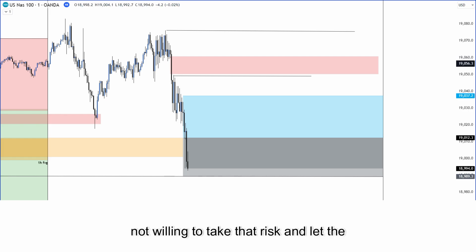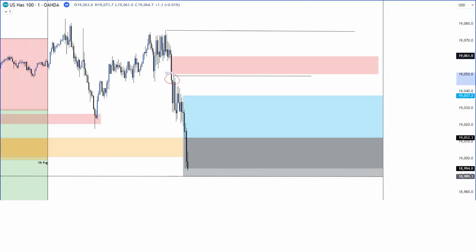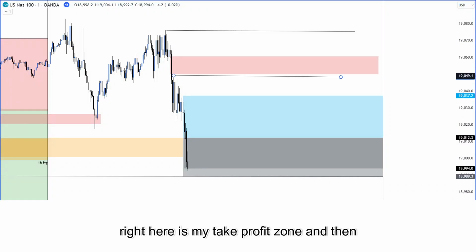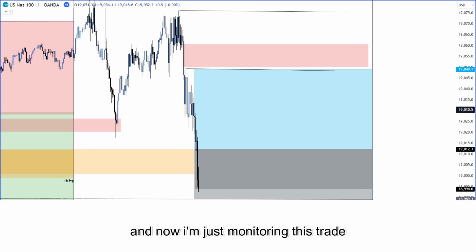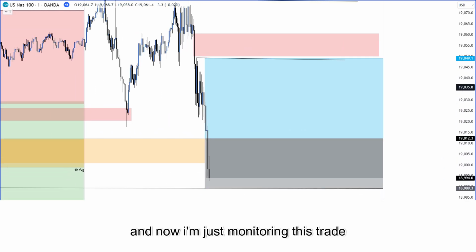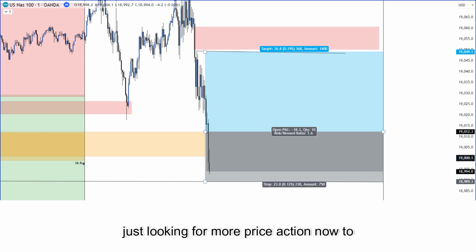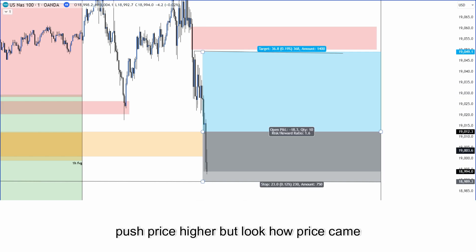So I'm not willing to take that risk, right? And let the market reverse on me. So I'd rather just take my profit right here. So right here is my take profit zone. And then I bring it up a little bit. Perfect. And now I'm just monitoring this trade right here. And now on the 1 minute, I'm just looking for more price action now to push price higher.